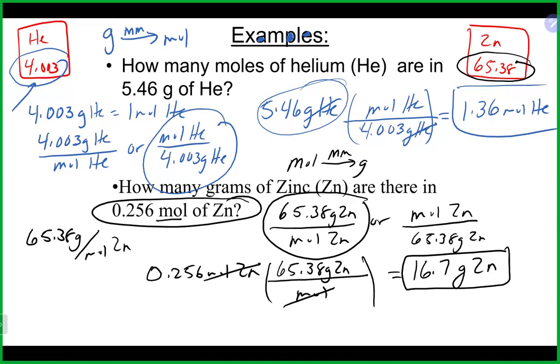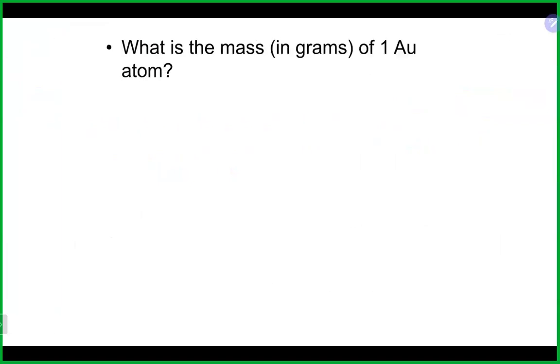I would say those two are pretty popular types of calculations in chemistry. You do that a lot, going from grams to moles or moles back to grams, using the molar mass from the periodic table. Any question on those two? All right, want to try another one here. Let's go with, what is the mass in grams of one single gold atom? And gold on the periodic table is 197.